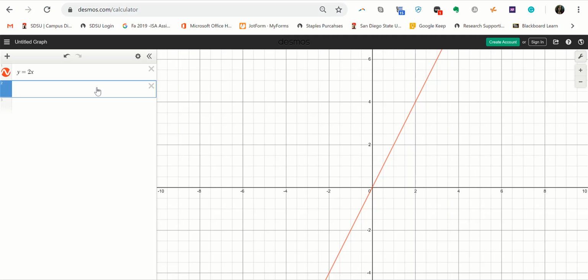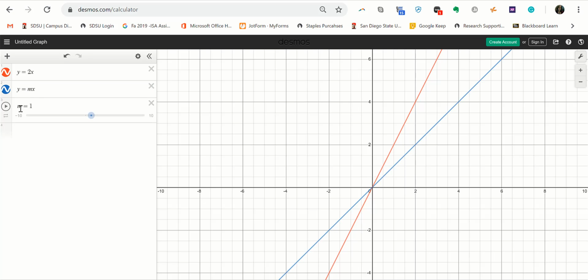Now let's say that you're working with the 9th graders and you want to investigate what happens when the slope changes. Well, you just type in y equals mx, and then it says, oh, would you like a slider for m? And it puts a slider for m there. And now you can see what happens when it's negative, when it's positive.